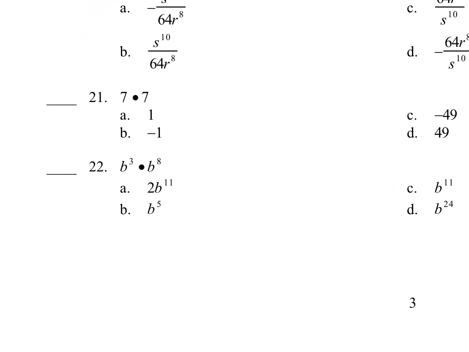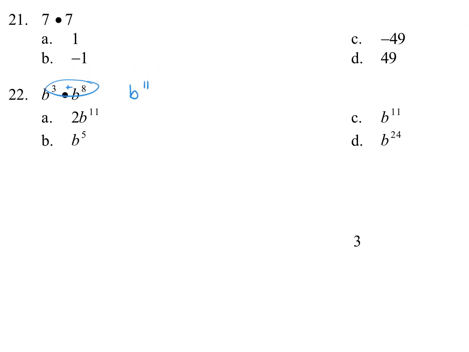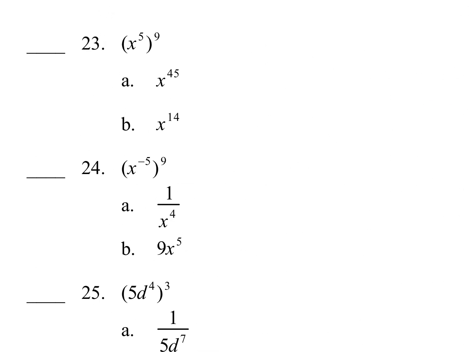All right, let's look at 22. When we multiply, we add the exponents together. So this would be b to the 11th power. So that would be c. When we have a power raised to a power in 23, what do we do? Multiply. So this would be x to the 45th power. So that would be a.